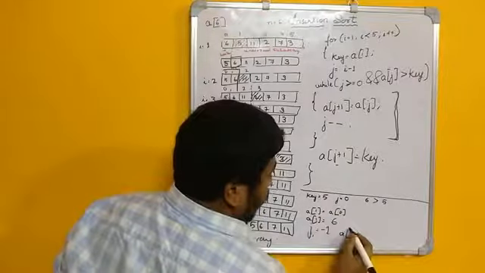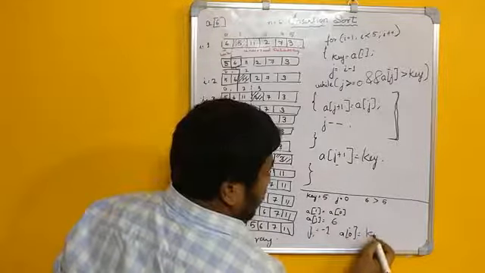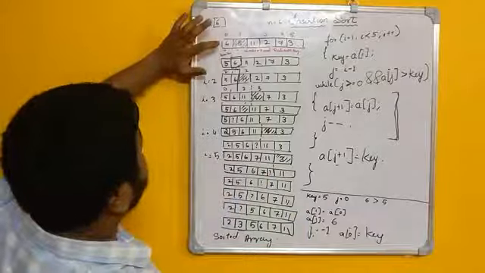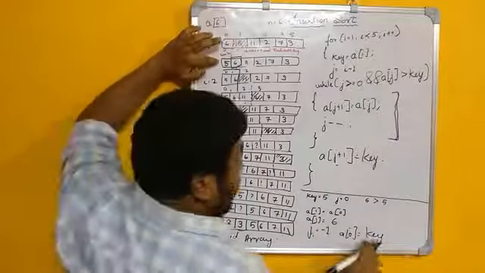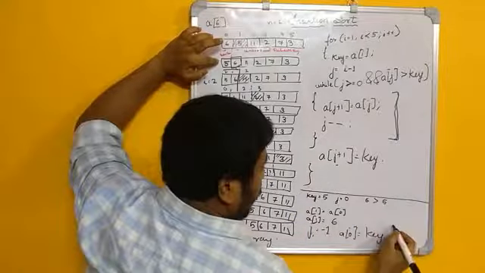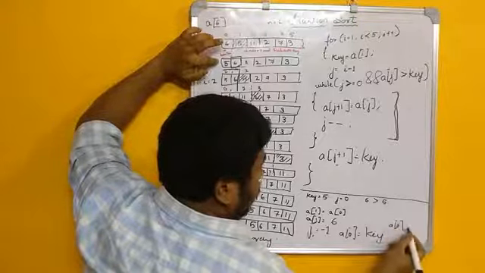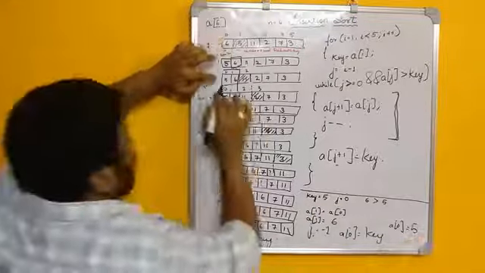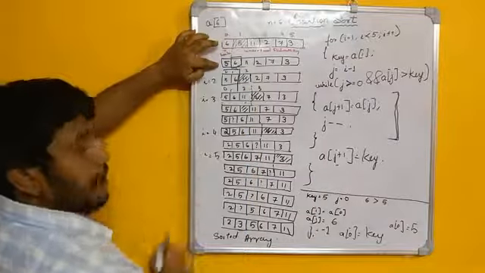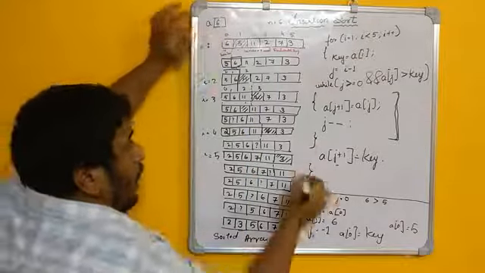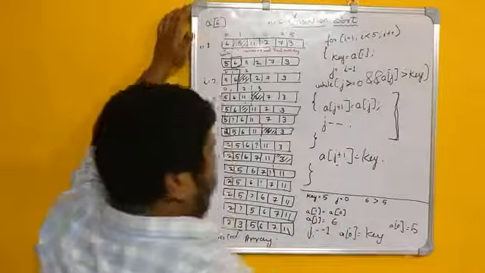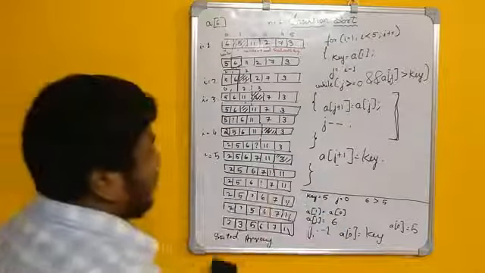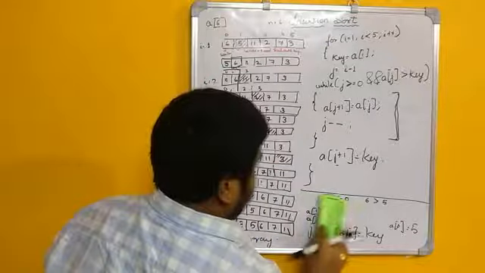So A of 0 is equal to key. A of 0 is the first position, so what will we insert there? Key. What is our key? Key is equal to 5. So A of 0 is equal to 5. Now again it will go for the loop, the next iteration.